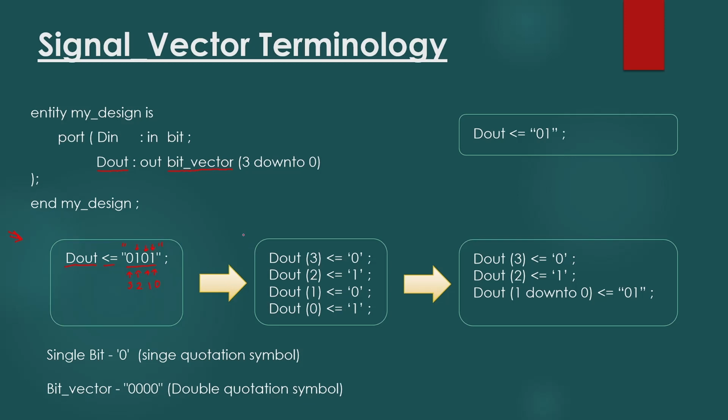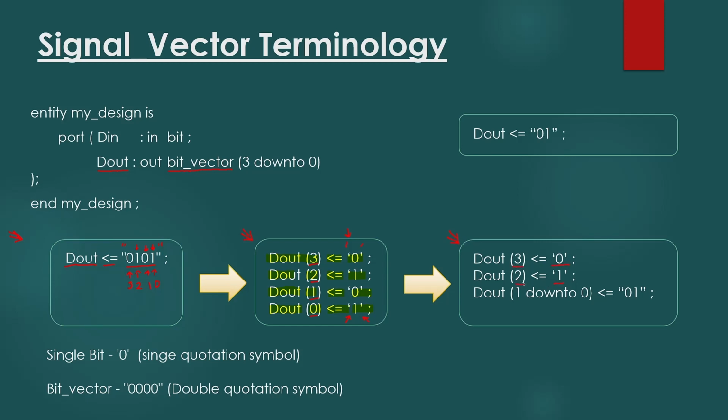In the second example, we assign data to individual indexes of D out. So we split D out indexes and mention the index in the bracket. So we write dout bracket 3 gets the value of 0. Similarly, dout index 2 gets the value of 1, dout index 1 gets the value of 0, and dout index 0 gets the value of 1. If you noticed, we use single quotation symbol here because we are moving a single bit into the specific index of dout.